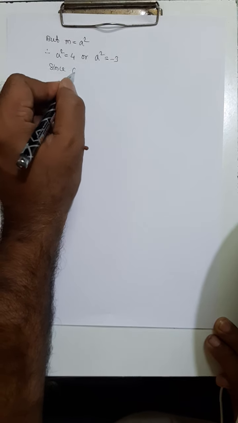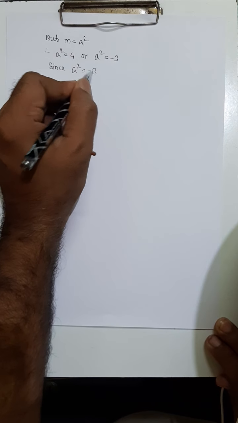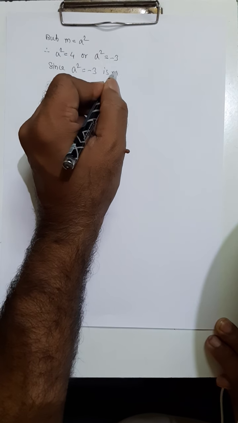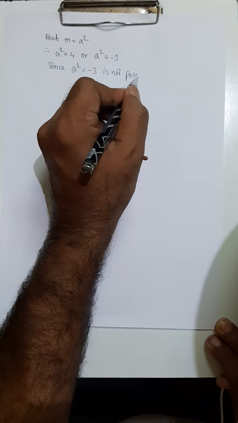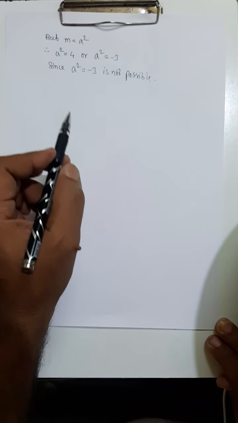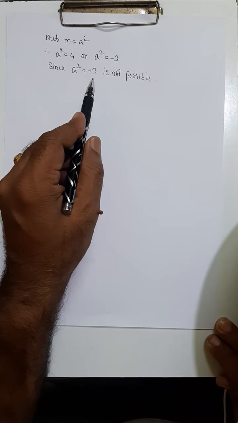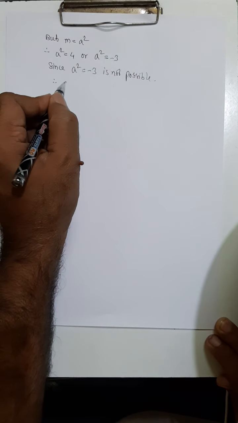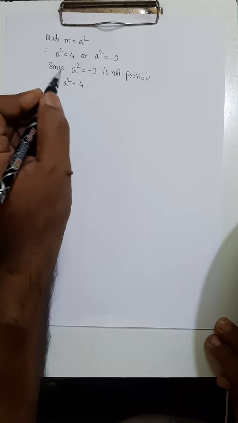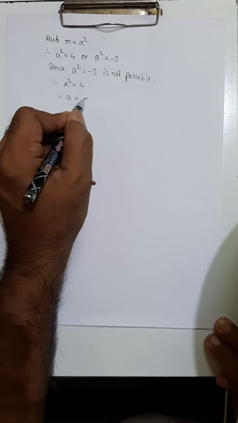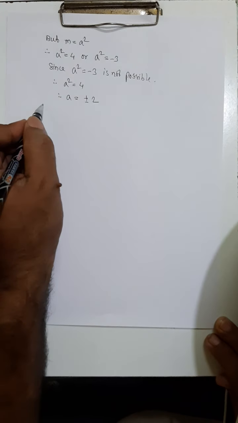Since a square equal to minus 3 is not possible, the reason is that a is a real number, and the square of a real number is not negative. That is the wrong equation, and therefore the correct equation is a square equal to 4. So we get two values, that is plus minus 2.